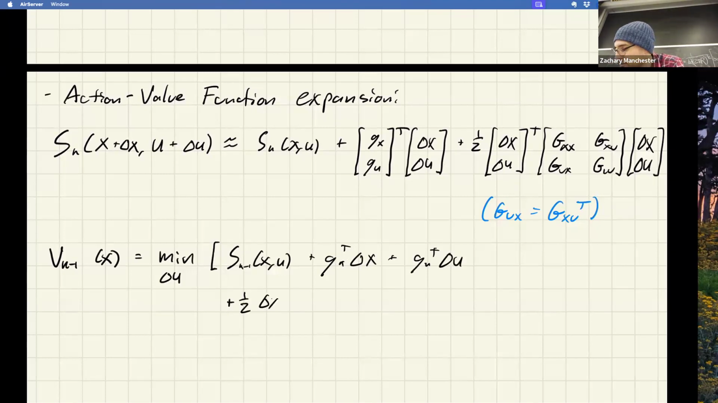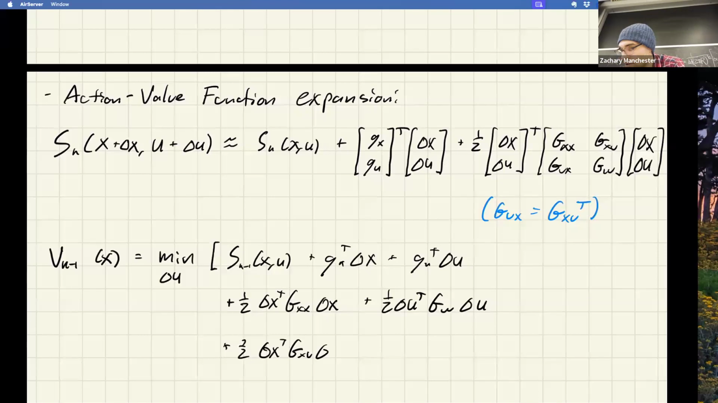So we've got 1/2 delta x transpose gxx delta x. We've got the u term. So that's 1/2 delta u transpose guu delta u. Then I've got those mixed partials. So that's delta x transpose gxu delta u and 1/2 delta u transpose gux delta x. And those last two are the same because it's symmetric. So that's just me expanding that thing out.